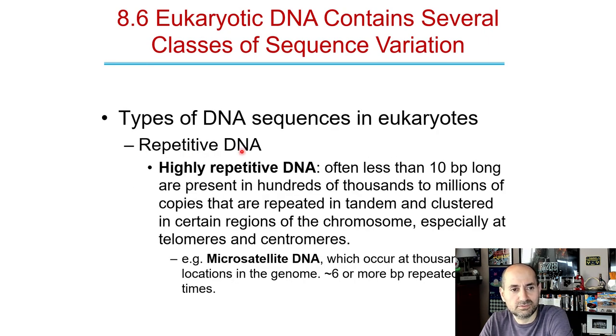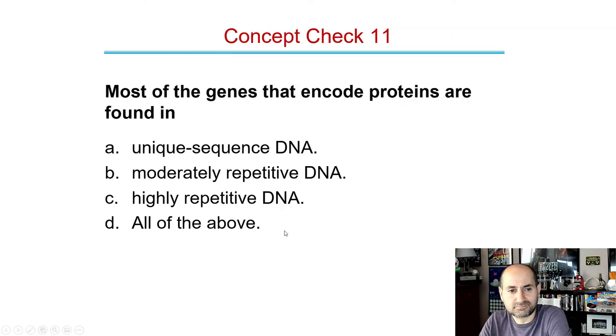And then you have the highly repetitive DNA, which is very short, less than 10 base pairs long, but the repeats are present in hundreds of thousands to millions of copies, repeated in tandem or in clustered regions all over the genome. You can find them in the telomeres, you can find them in the centromeres. They're very, very common. A lot of your DNA is this highly repetitive DNA. An example is microsatellite DNA.